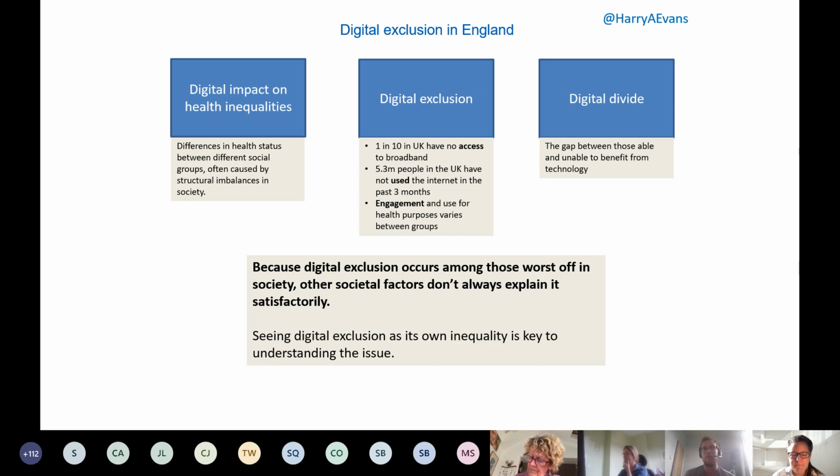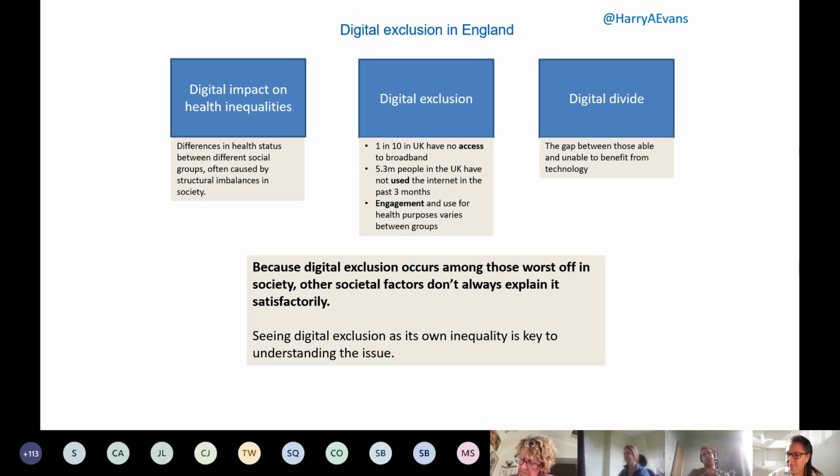Now, how that has been exacerbated during COVID, where digital exclusion is social exclusion, is something which I don't have any figures on, but it's not a stretch of the imagination to see the impact that lockdown may be having on those digitally excluded groups.